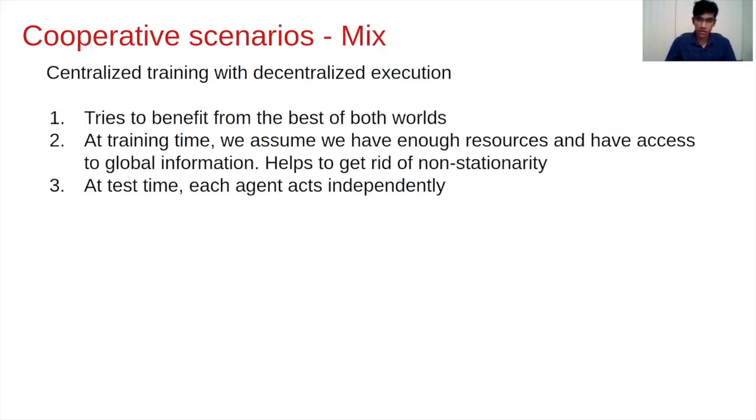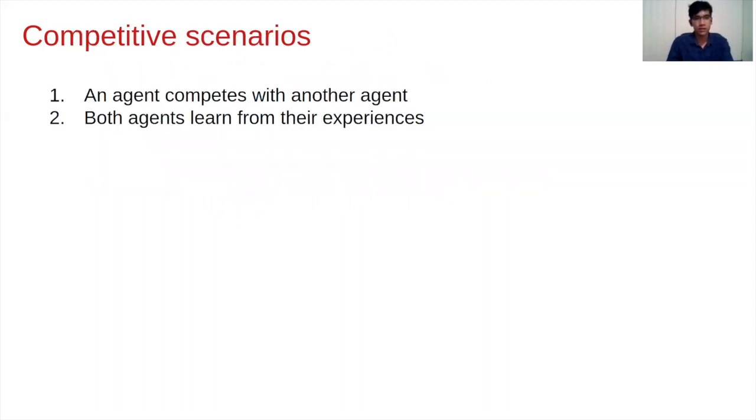And so people typically use a mix of the two. They use centralized training with decentralized execution, which means at training time, they treat it as a centralized system, but at test time, each agent acts independently. It makes sense because at training time, you may have access to a powerful computer and can take care of huge computations, but at test time, the agents can act independently.